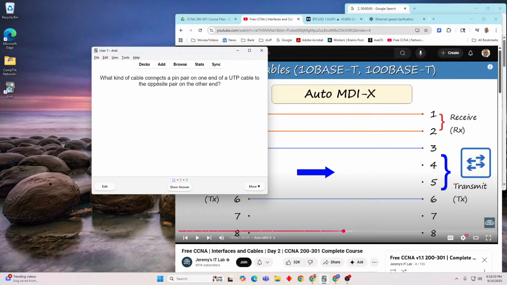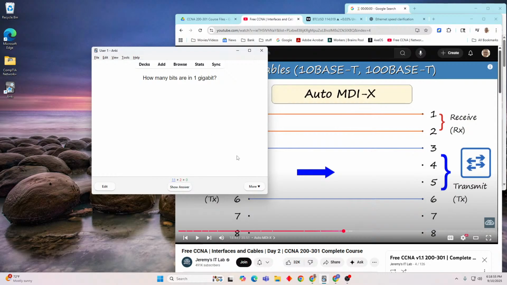What kind of cable connects a pin pair on one end of a UTP cable to the opposite pair on the other end? Crossover.